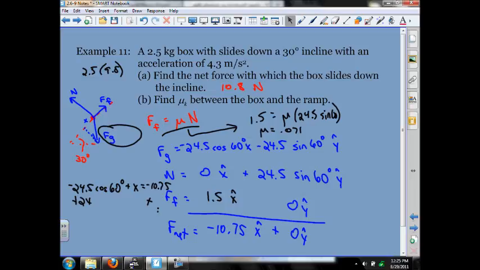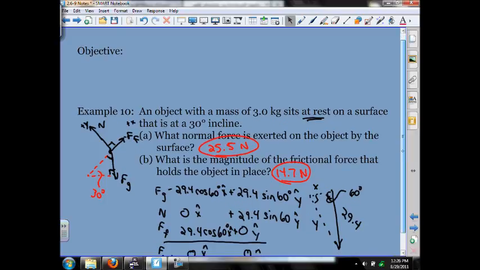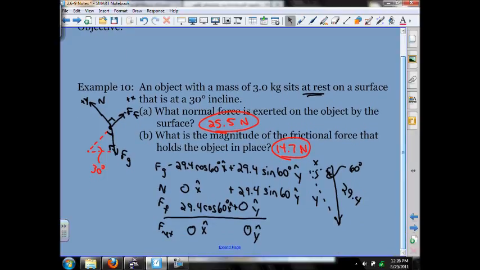Is that a big mu or a small mu? Yeah, it's pretty small. This object was sliding, which is why we found kinetic friction here. That was mu sub k. Could I do something similar here to get mu sub s? Could I use the frictional force right here and the normal force right here and say mu sub s equals whatever the force is?